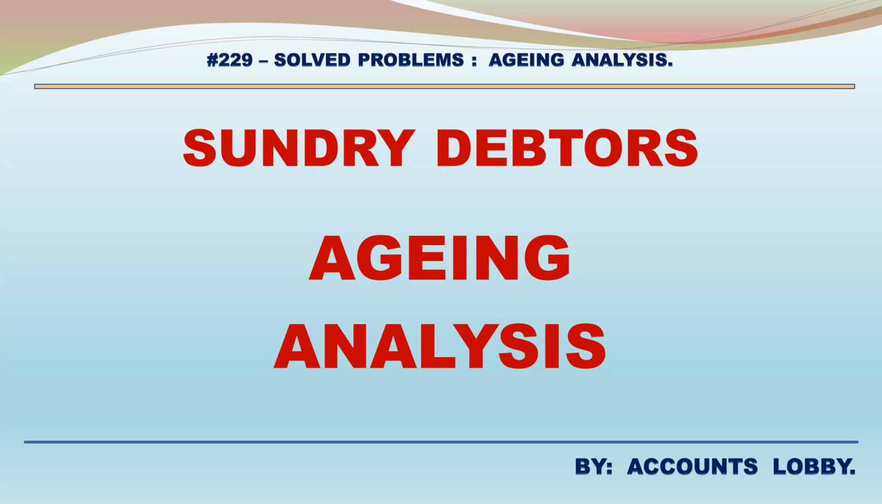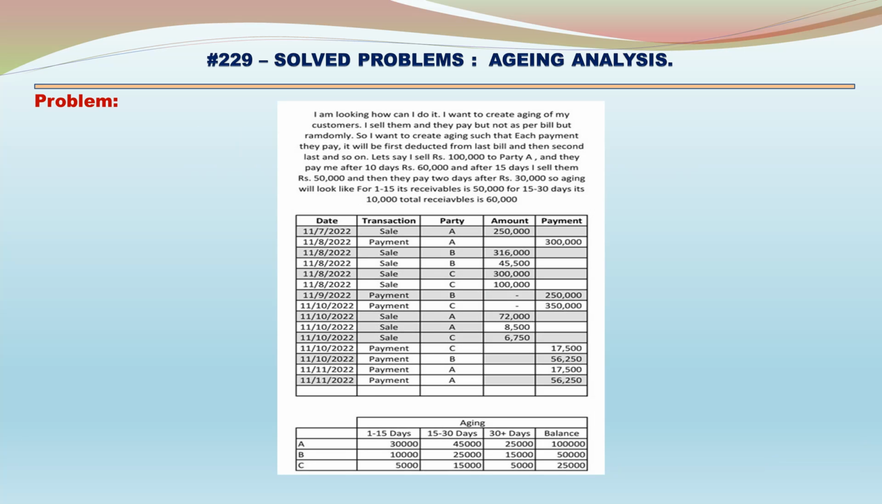Solved problems. Aging analysis. Sundry debtors aging analysis. Problem: I am looking at how I can do it. I want to create aging of my customers. I sell to them and they pay, but not as per bill, but randomly.